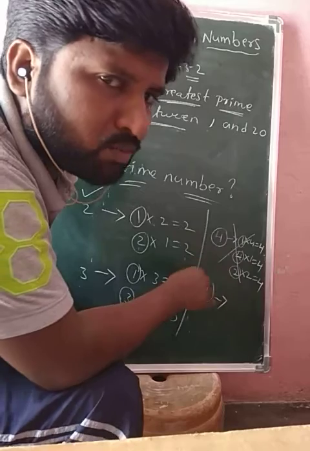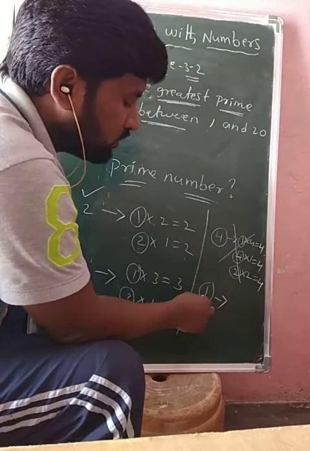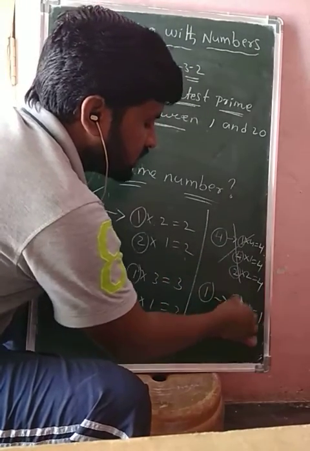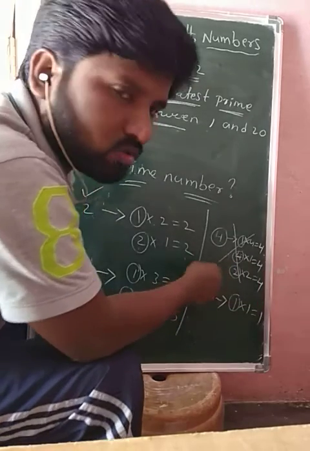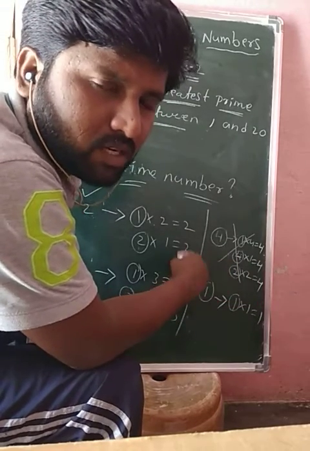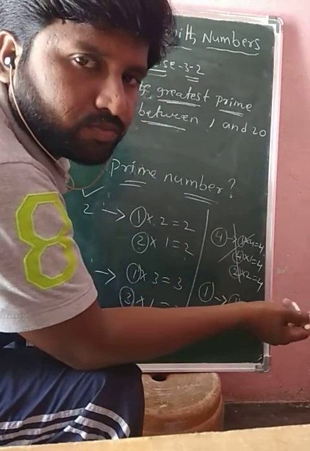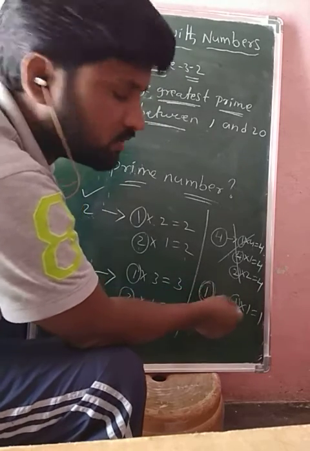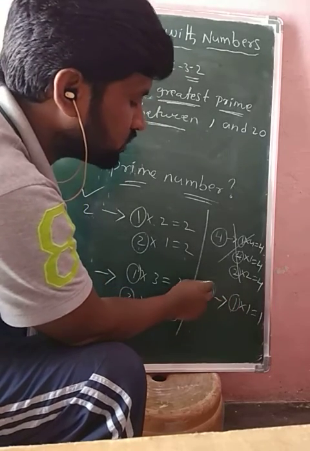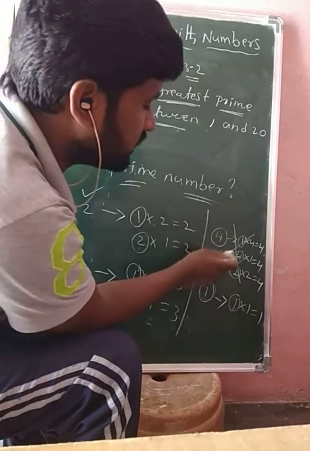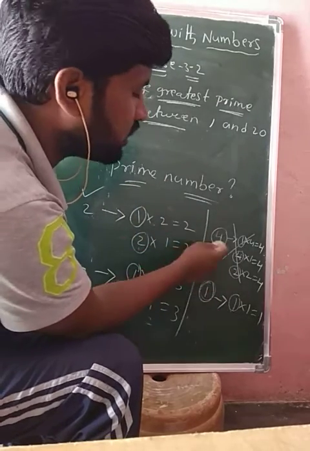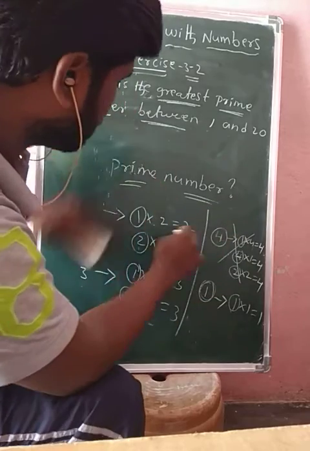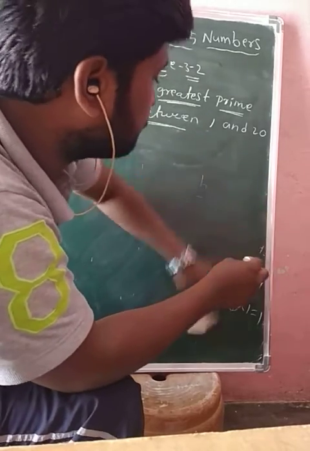So let us come to 1. Is 1 prime or composite? Let's see. 1 1s are 1. 1 has only one factor. It is not divisible by any other number except itself. That's why it has only one factor. So it is not a prime number. It is not composite either. It is neither prime nor composite. Okay, so now coming to our question.